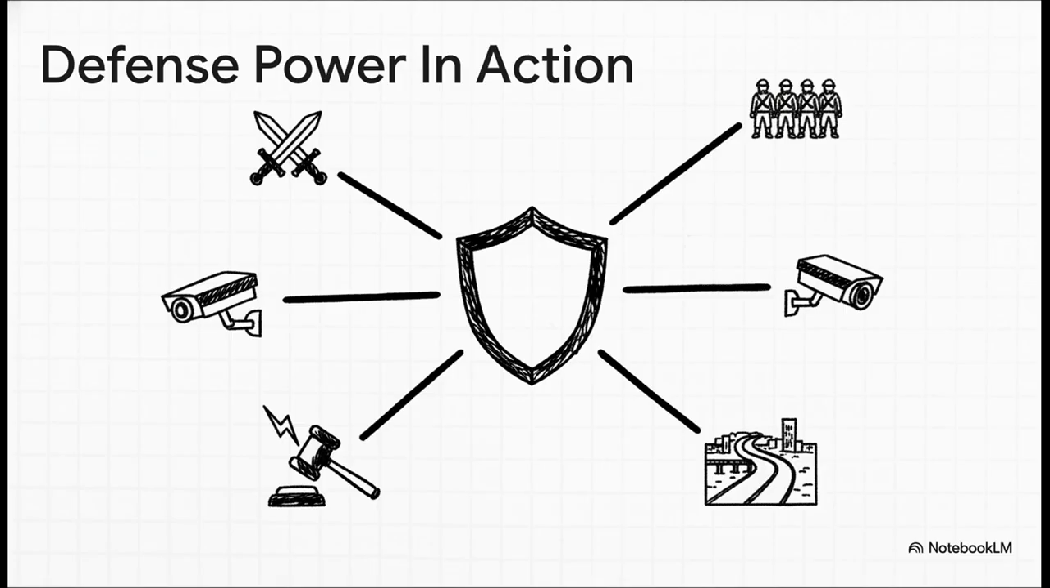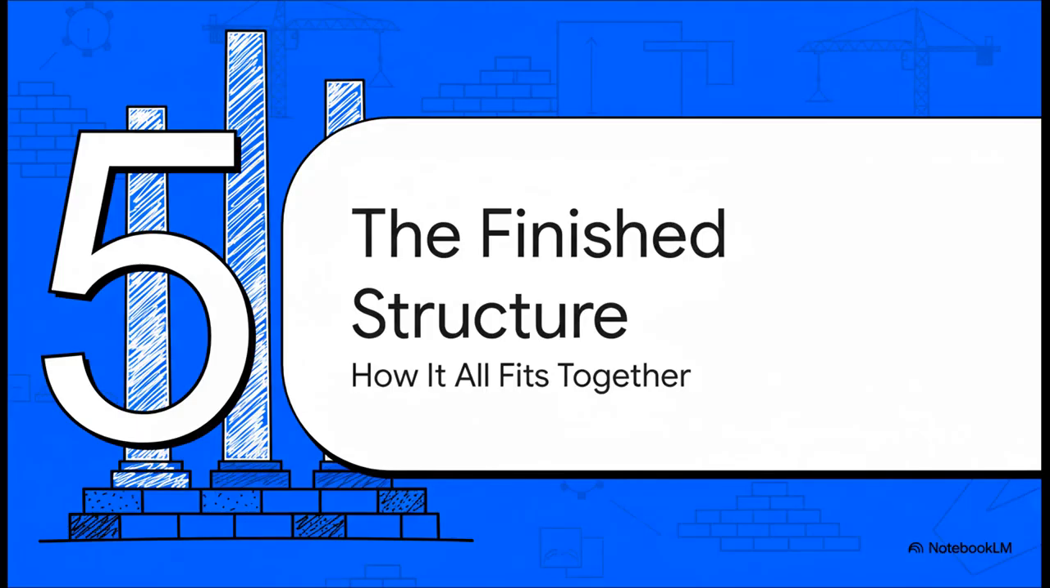So just how broad is it? Well, the defense power has been used to justify everything from building the entire interstate highway system, which was originally for military transport, to authorizing surveillance programs and rolling out emergency regulations during a crisis. It is an incredibly powerful and flexible tool in the federal government's toolbox. So, we've laid the foundations and we have raised the walls. Let's take a step back and just look at the finished structure we've put together and see how these 5 pillars create a complete framework for federal power.